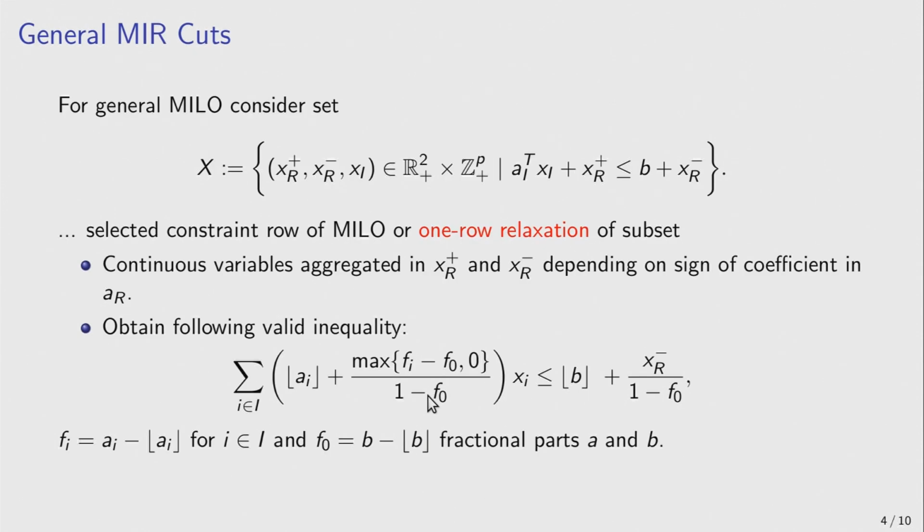And so these cuts can also be derived for more general constraints. In particular, what we like to do is do relaxations of one row of the constraint sets at a time. And the continuous variables are aggregated depending on the sign of the coefficients in A here. So we then aggregate them into a positive and negative part, and then there is an inequality that we can obtain that's again a valid inequality, and that's a stronger inequality than the original constraint. So that's one way of strengthening linear inequalities.